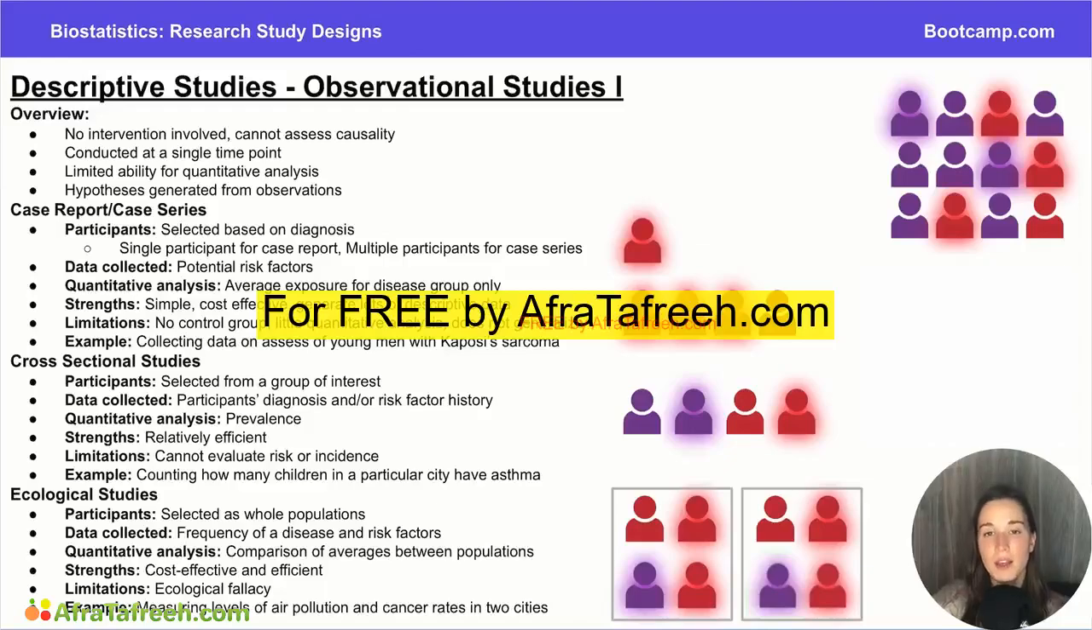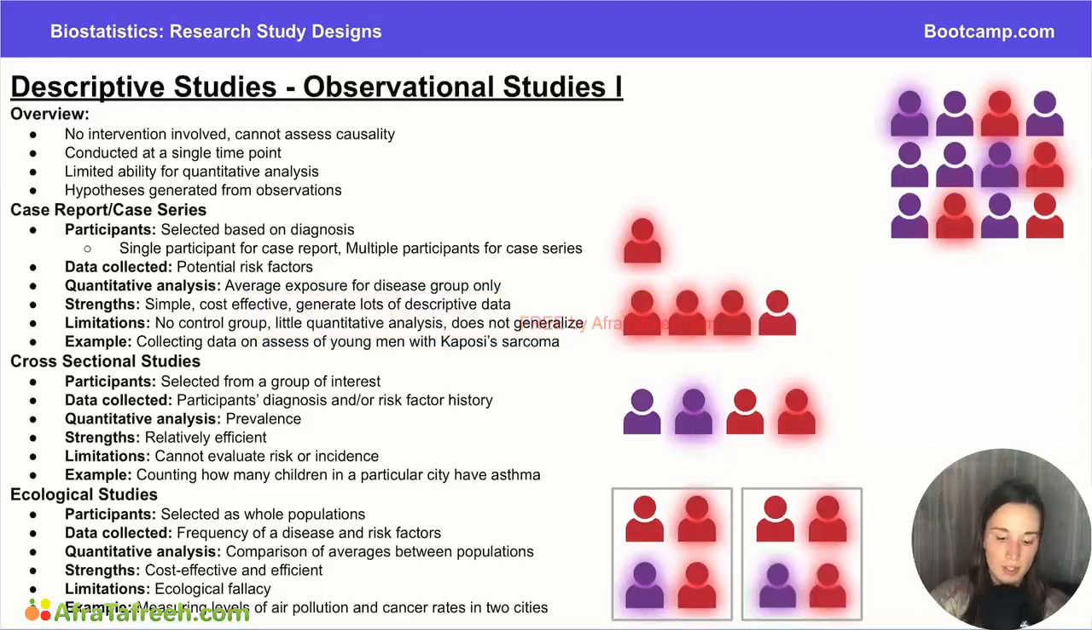Observational studies. Remember that in observational studies, there's no intervention involved. The researchers are simply observing what is happening and collecting data. This means that we can't assess causality. Descriptive studies are the simplest type of observational research design.